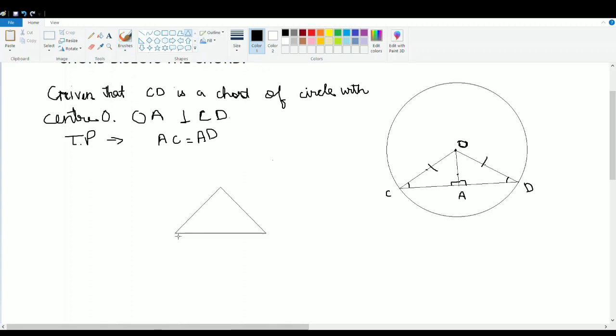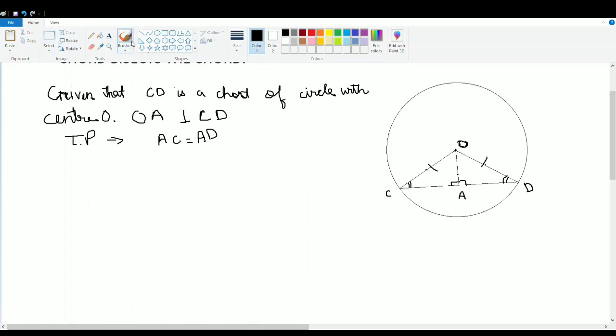A triangle is formed, COD. So if CO is equal to OD, then we can say that angle OCD is equal to angle ODC. Why? Because angles opposite to equal sides of a triangle are also equal. So from here we can see that angle OCD is equal to angle ODC, right? So basically that is the thing we have done.